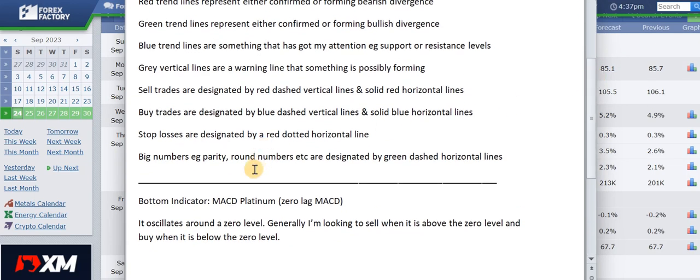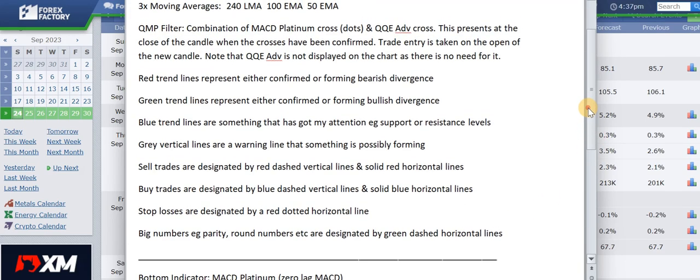And the bottom part is the indicator below the price chart, which is the MACD Platinum, which is the zero lag MACD. Oscillates around the zero level. Normally I'm looking to sell when it's above the zero level and buy when it's below the zero level. All right, so that's that. Have a read of that.